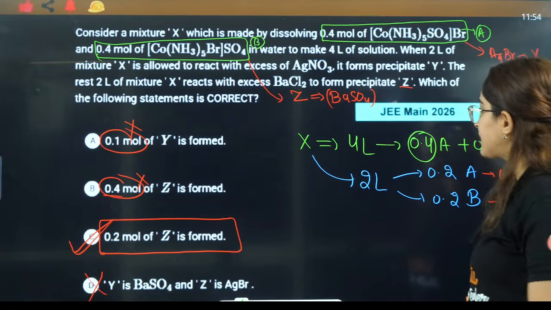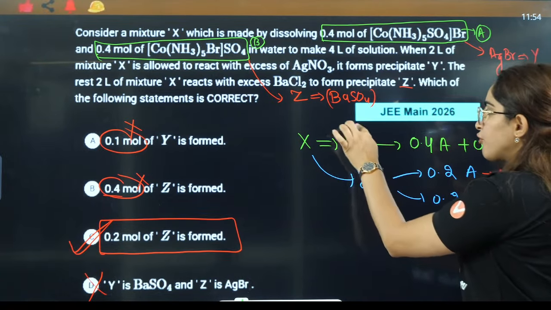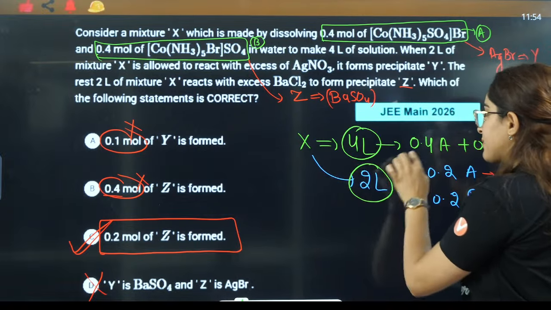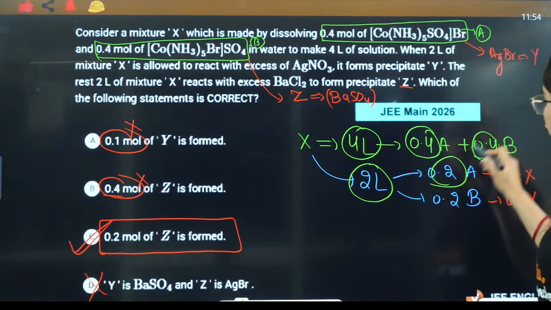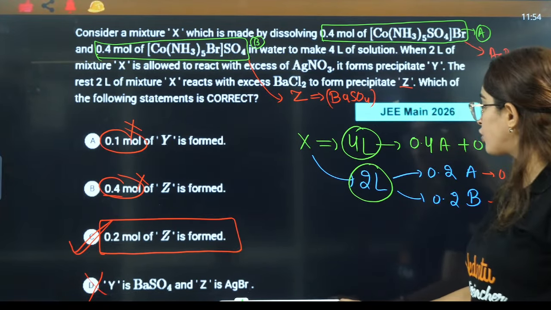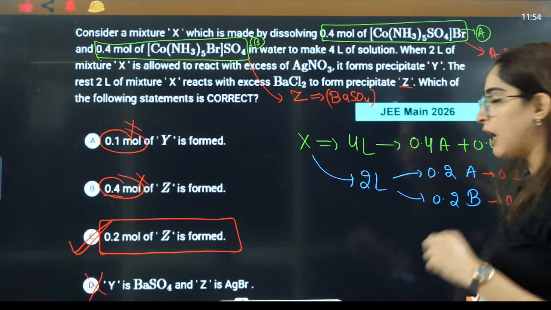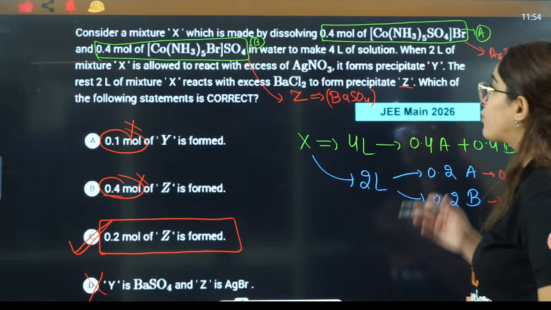Then they are saying that you have taken out 2 liters of that mixture. If out of 4 you take out 2 liters, that means out of 0.4, 0.2 will be there. So the amount that you are taking out of mixture X is 0.2 of A and 0.2 of B. Now they are asking what X and Y are.